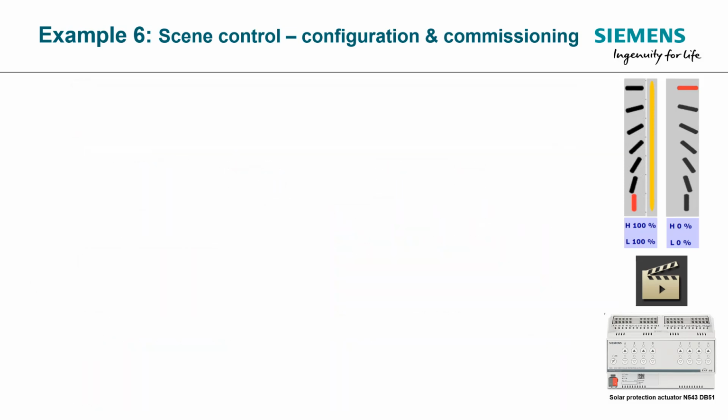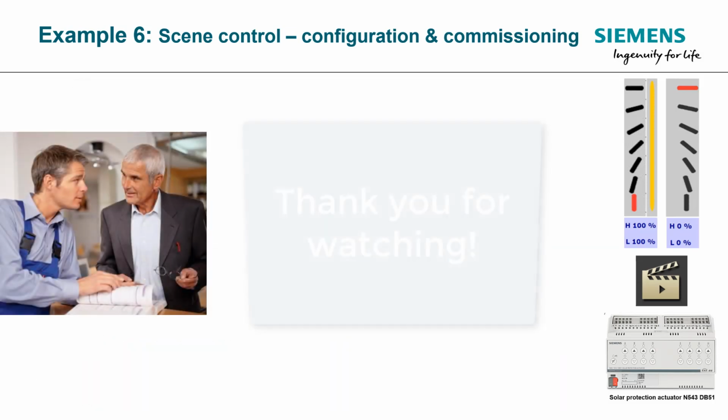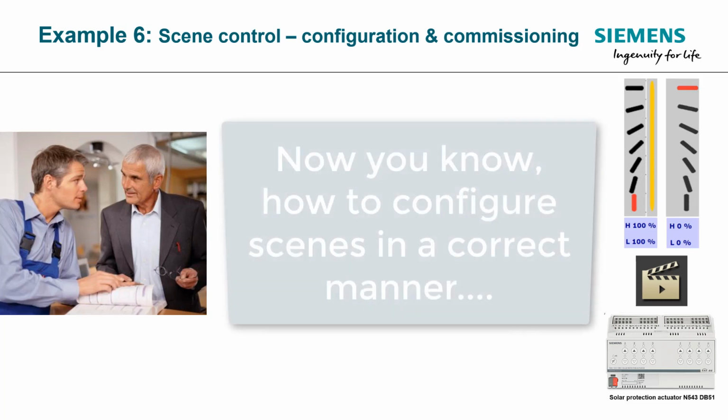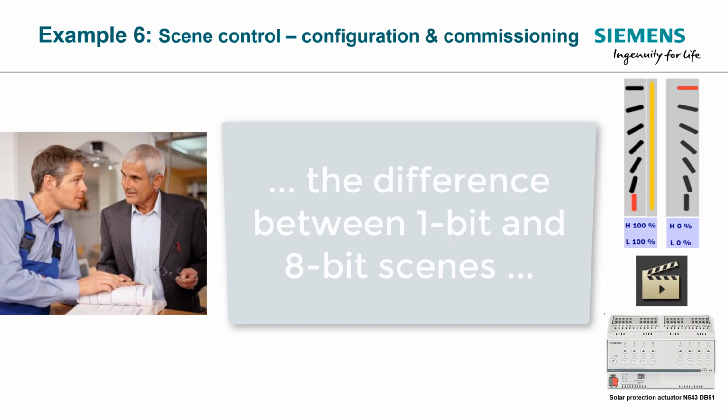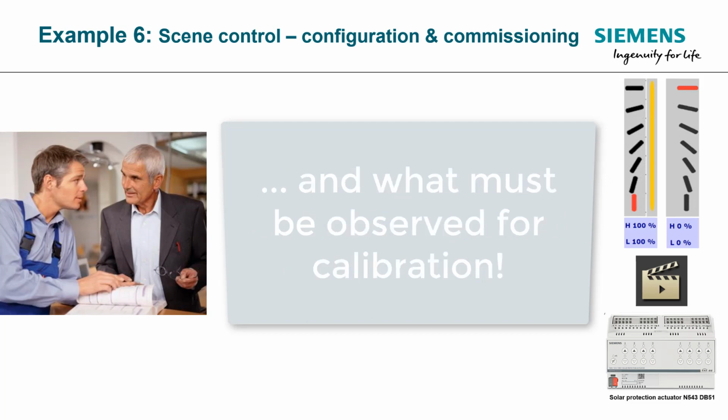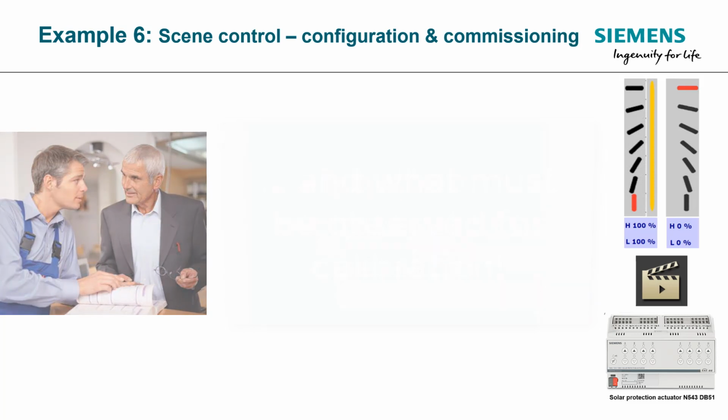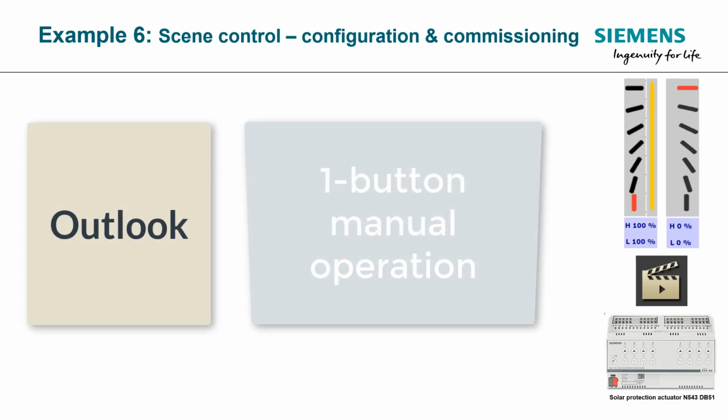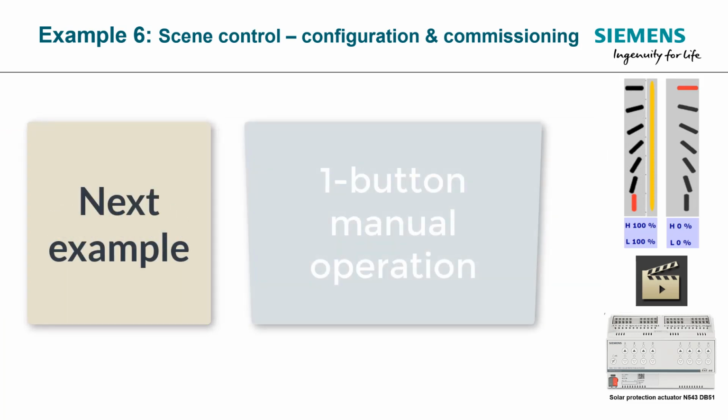We are now at the end of the module Scene Control for Solar Protection Actuators. Many thanks for watching. You now know how to correctly configure scenes, where the difference between 1-bit and 8-bit scenes lies, and what to pay attention to when calibrating. The next application example deals with 1-button manual operation. Stay tuned.